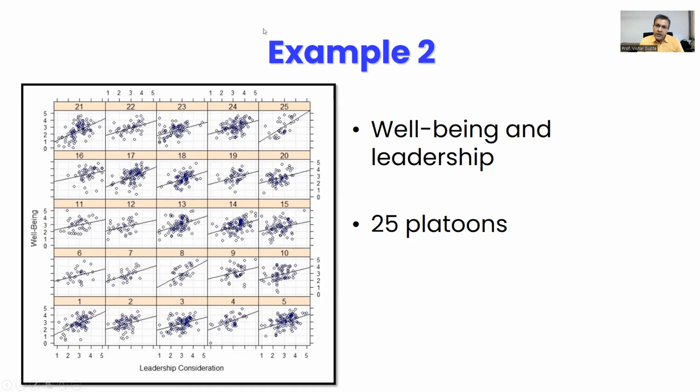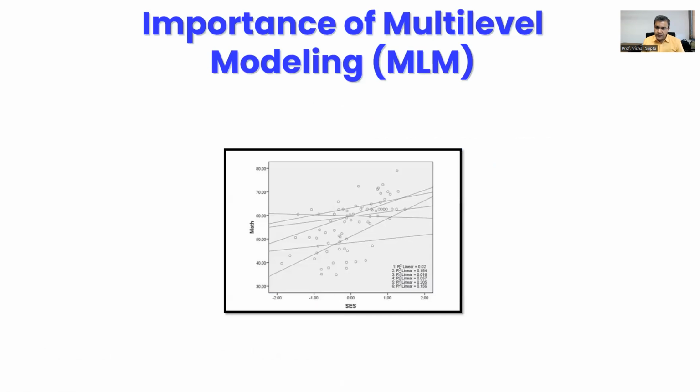Okay, but it is showing us that there is a variation per platoon in terms of the relationship between well-being and leadership consideration. So what is it that multi-level models allow us to do? They allow us to calculate standard errors more accurately. Okay, I talked about it.